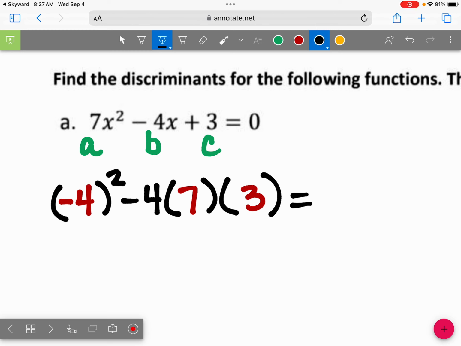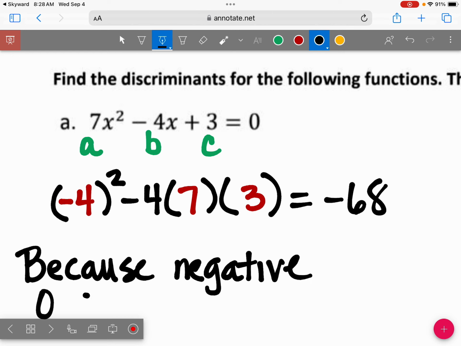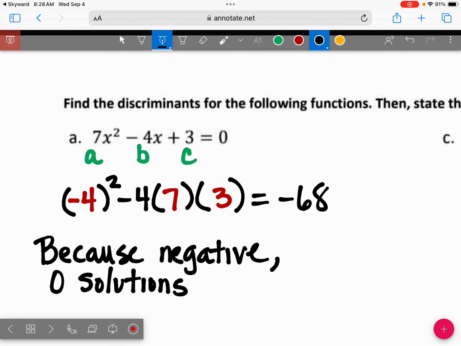All right, I'm seeing a lot of negative 68s. Raise your hand if you got negative 68. All right, so I'm going to say because it's negative, we have zero solutions, or you could say no solutions. All right, let's look at question B or C.